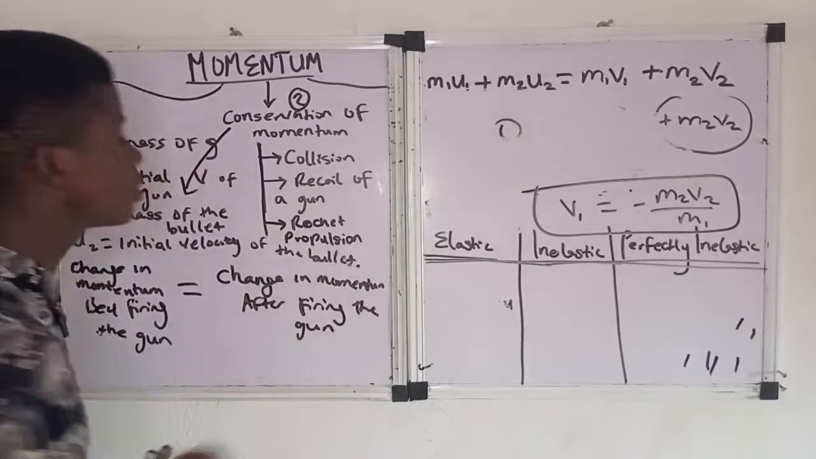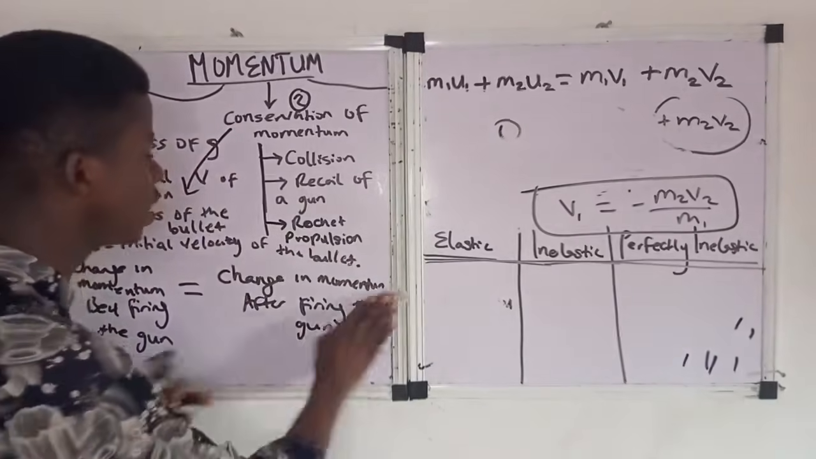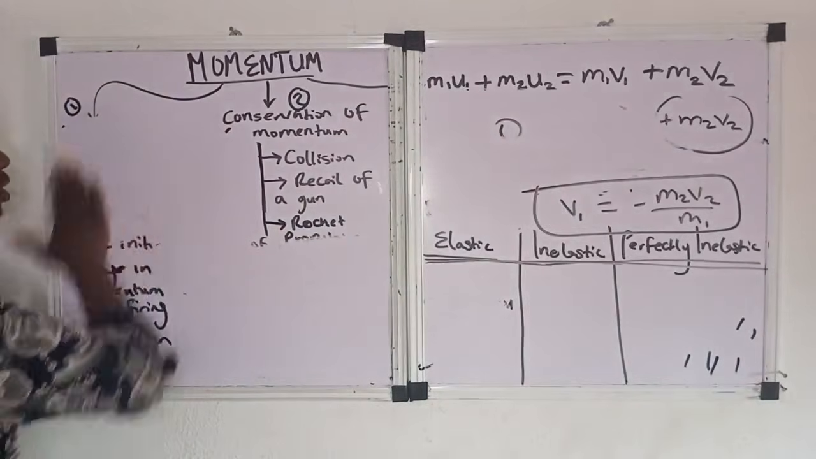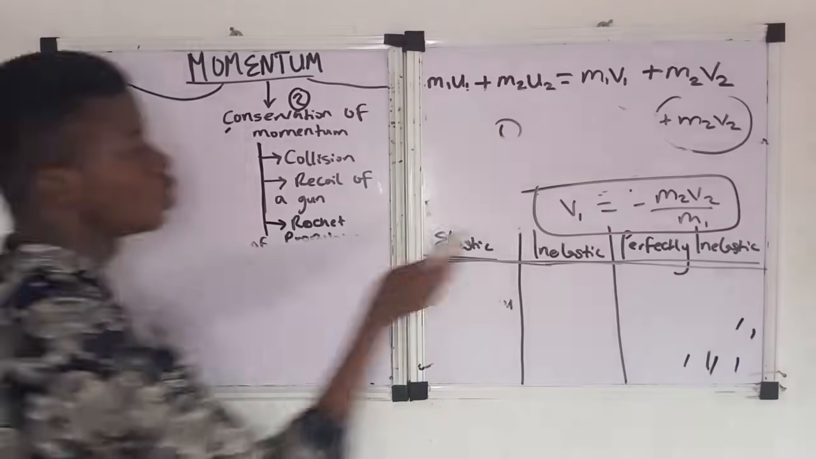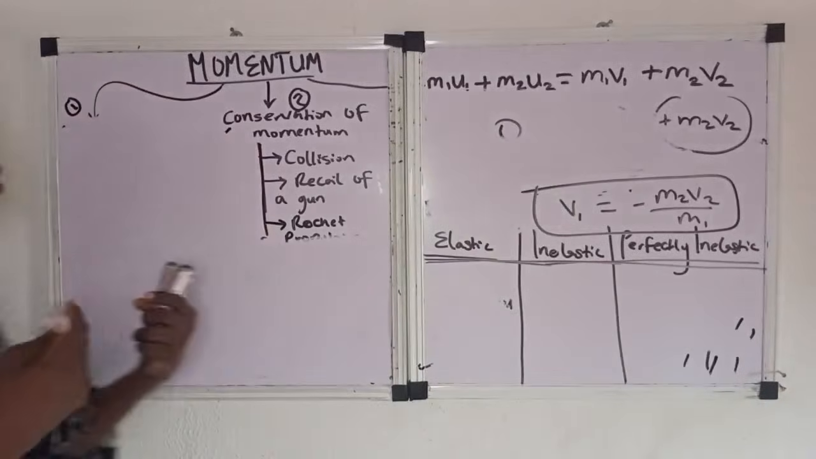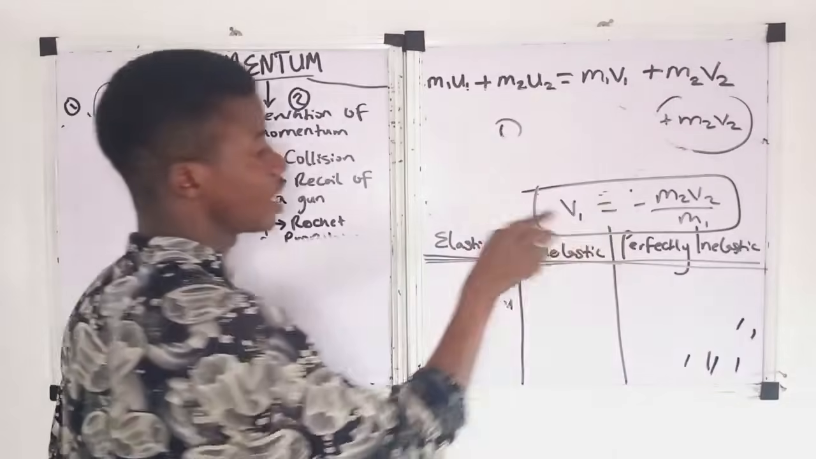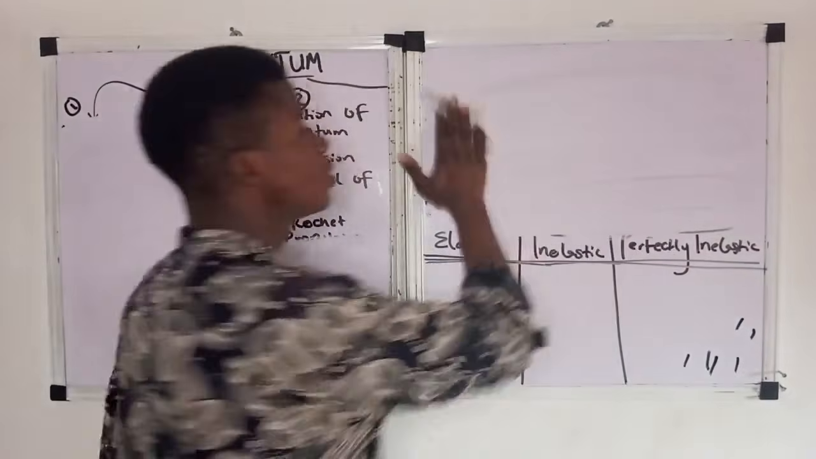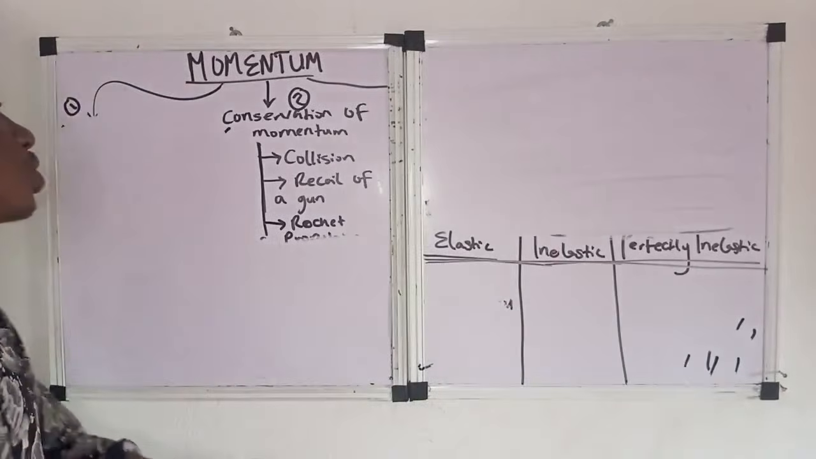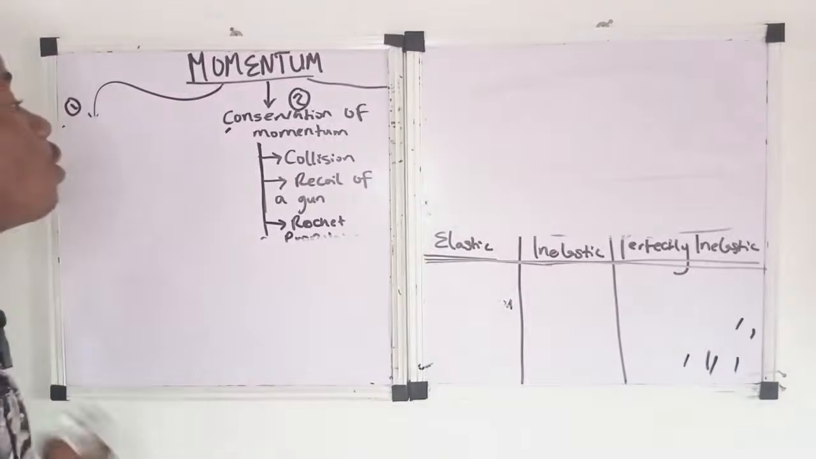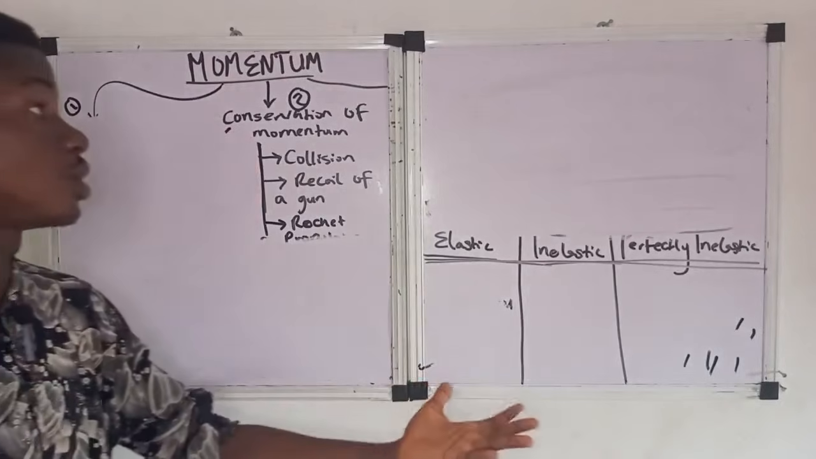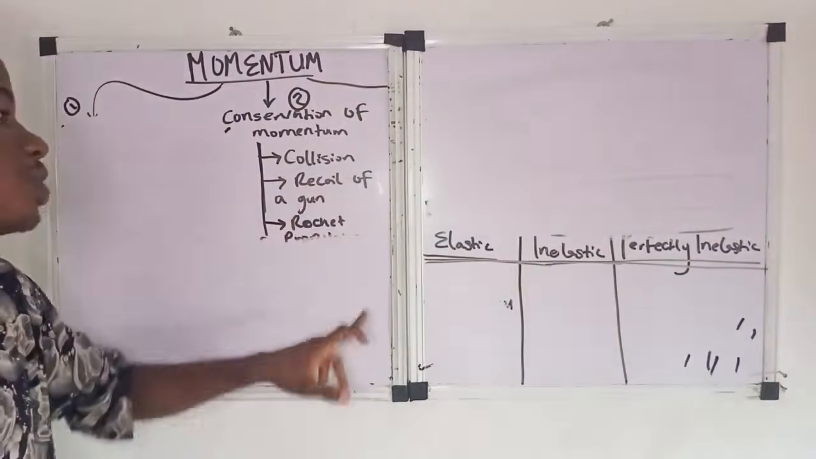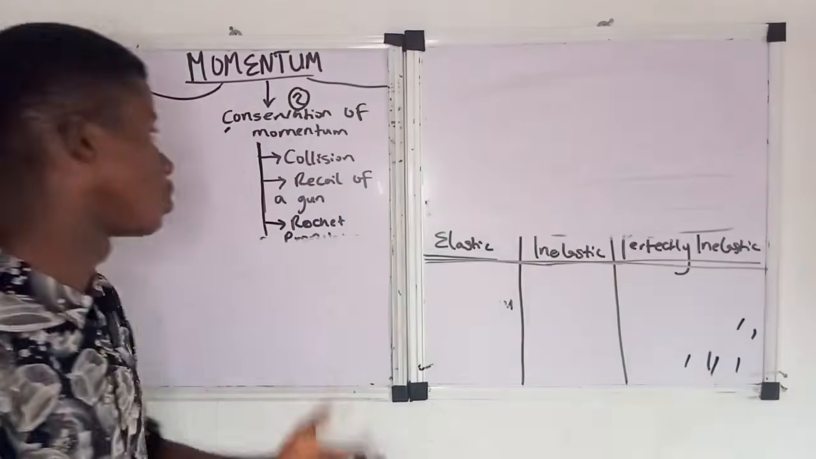So that is all about recoil of a gun. Take note of this formula. This is the formula for recoil of a gun. Now let's move to the next application of conservation of momentum, which is collision. We have talked about recoil of a gun. Now let's talk about collision before we talk about rocket propulsion.